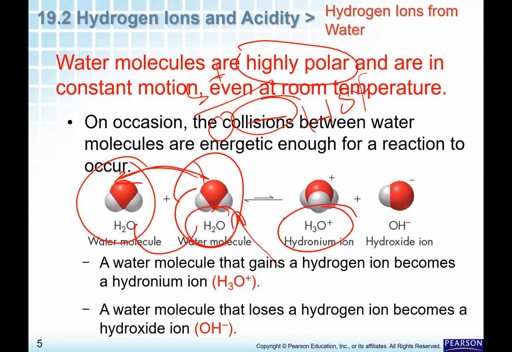So one of them is going to form a hydronium ion, which is usually written as H plus, but we know that H plus does not exist as a free ion. Rather, it exists as the hydronium ion, H3O plus. And of course, the one which has given off the H plus will remain as OH minus.